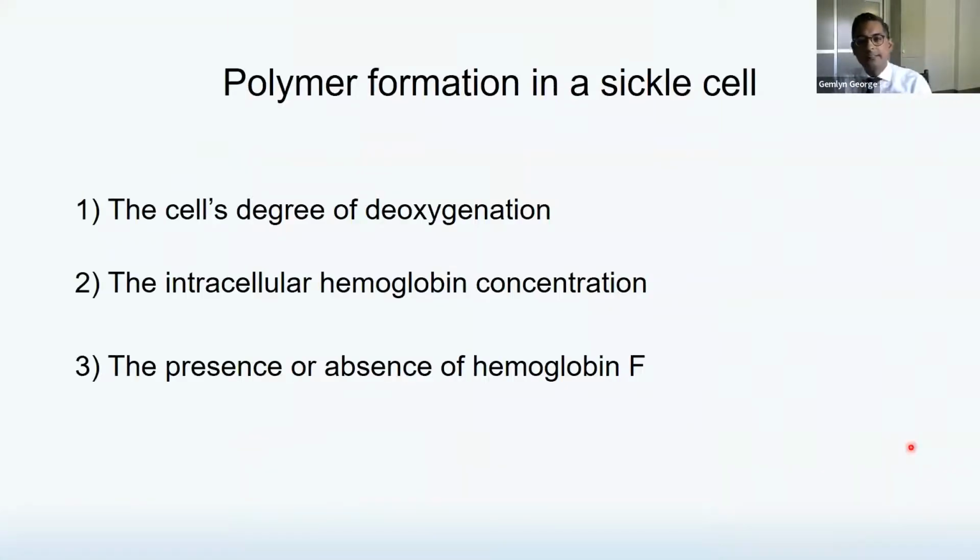So what really influences polymer formation in the sickle cell? By the late 90s, we had learned that there were 3 things that really make a difference: the cell's degree of deoxygenation, the intracellular hemoglobin concentration, and the presence or absence of hemoglobin F. It's important to realize that both in the test tube and in the patient, fetal hemoglobin is highly effective in inhibiting the polymerization of hemoglobin S. This is primarily due to the presence of another glutamine residue, which prevents a lateral contact in the double strand of the sickle fiber.